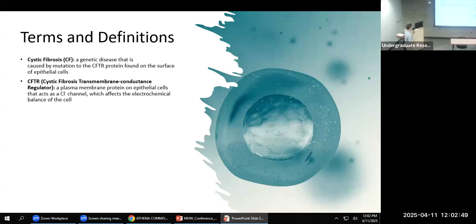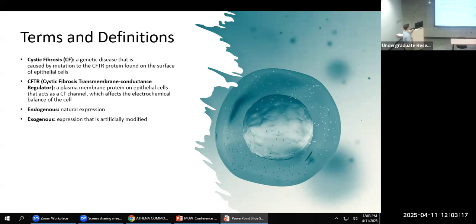It is a plasma membrane protein found on the apical side of epithelial cells that acts as a chloride ion channel. This affects the electrochemical balance and gradient of the cell. It allows for the transportation of chloride ions, and in response to the movement of the ions, we have the movement of water, which creates the difficulty and the symptoms related to cystic fibrosis.